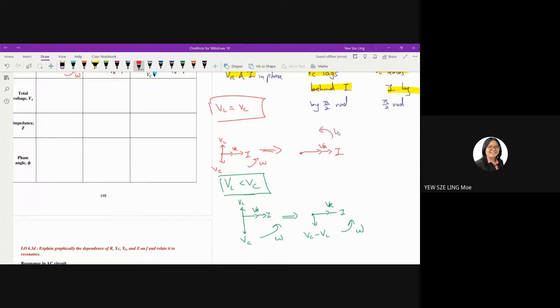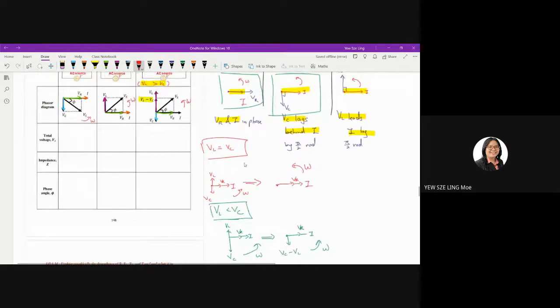Because you are looking at phasors. So I want you to write these two down first. These two diagrams. Just find some space in your books, maybe at the bottom, for you to record these two cases.